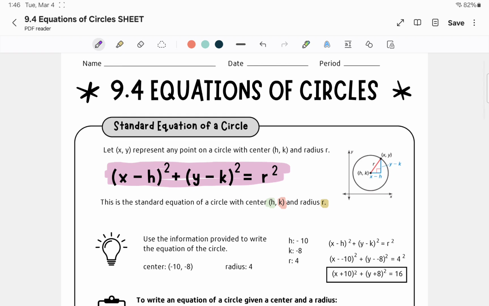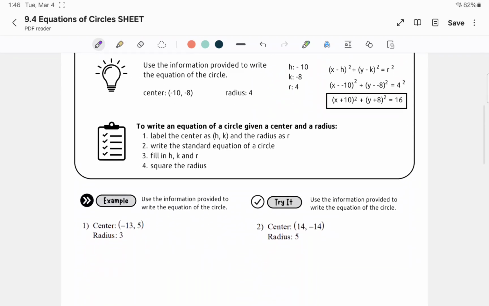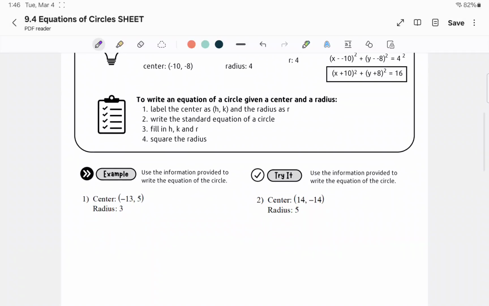So let's look at example number 1. Actually, in these first two, they don't even give us a graph, they just give us the information. So they're going to give us the center and the radius. So let's label the center with h and k. And so we already know that h is going to be negative 13, k is going to be 5, and the radius is going to be 3.